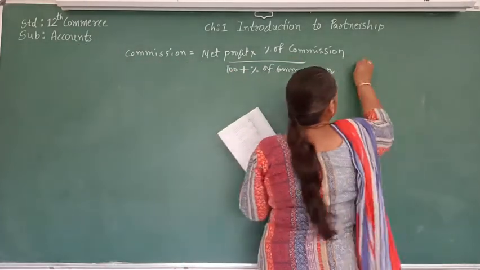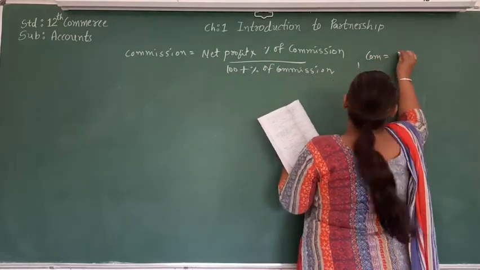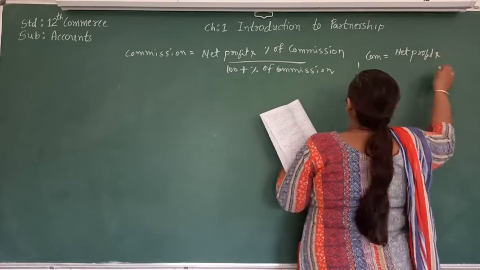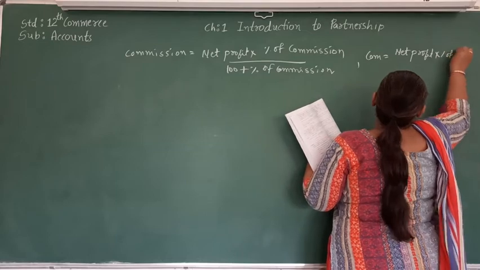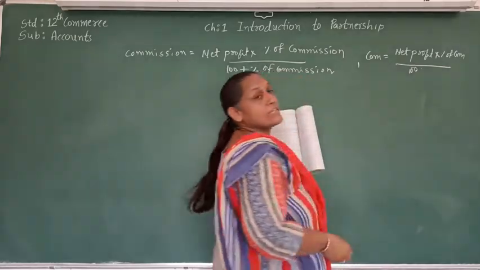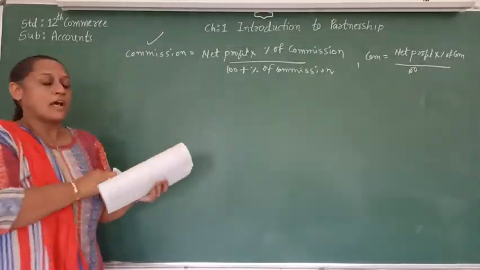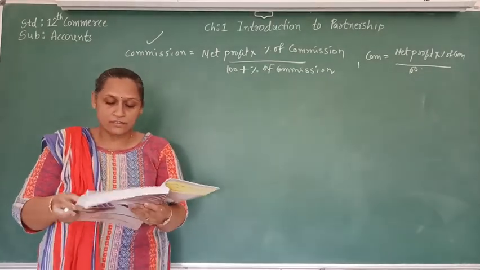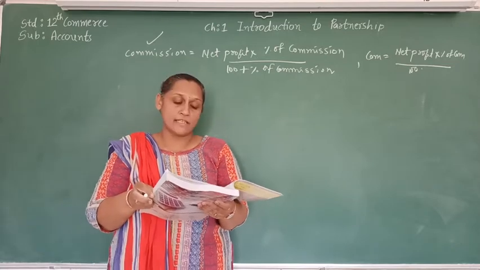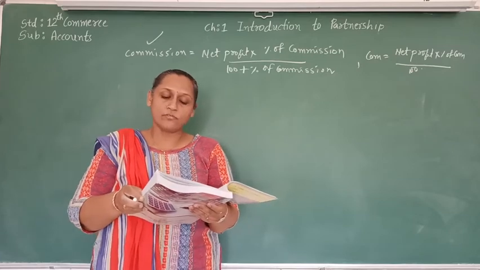If the word after is not used, then the formula will be commission is equal to net profit into rate of commission upon 100. This formula is going to be utilized. So in this sum we are going to use the first formula. Next, what amount will be received by Hitesh when profit of the firm is 1,65,000 at the end of the year.